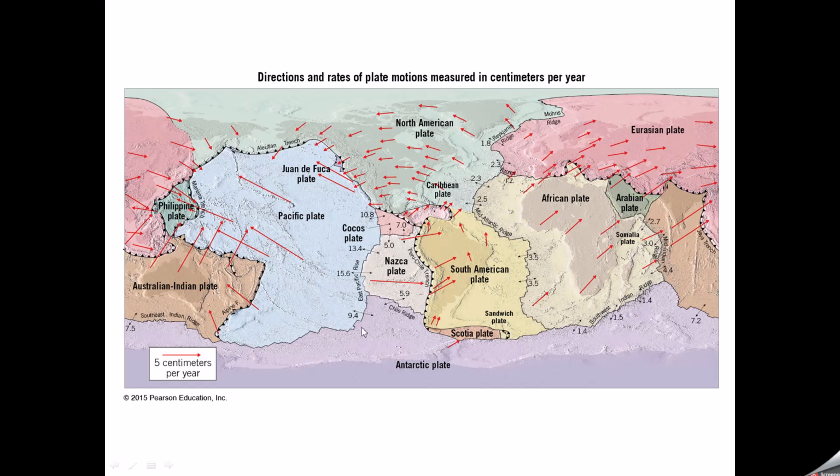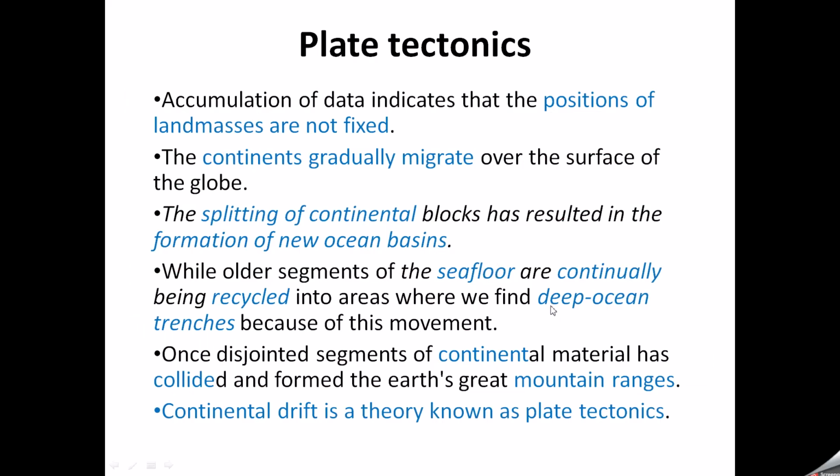And the average rate of motion is 5 centimeters per year, either away from each other, towards each other, or sliding by each other. So, plate tectonics, some facts. The positions of the land masses are not fixed. Yes, plates are moving. The continents are gradually migrating over the surface of the globe, about 5 centimeters per year.